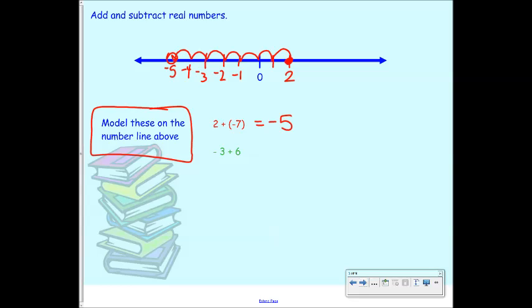Okay, we're adding. Where are we starting on our number line? We're starting down here at the negative 3, so I'm going to put my circle right here. And then I'm moving how many? 6 to the right. Good, so 1, 2, 3, 4, 5, 6. And where do I end up? At positive 3. So negative 3 plus 6 is positive 3.